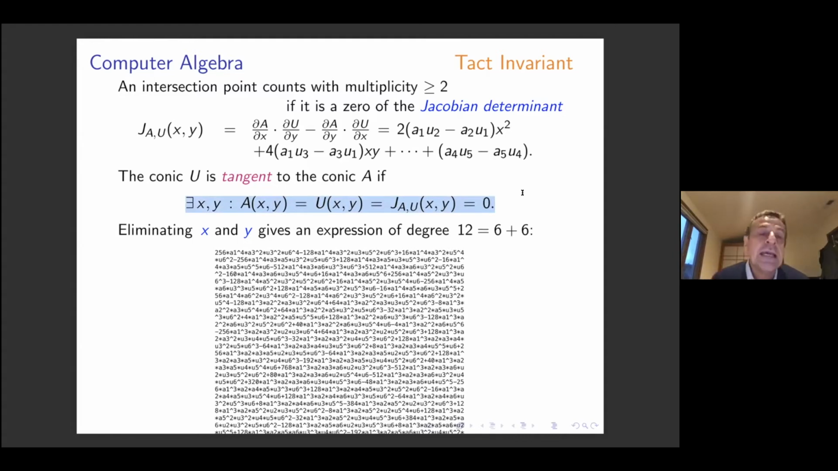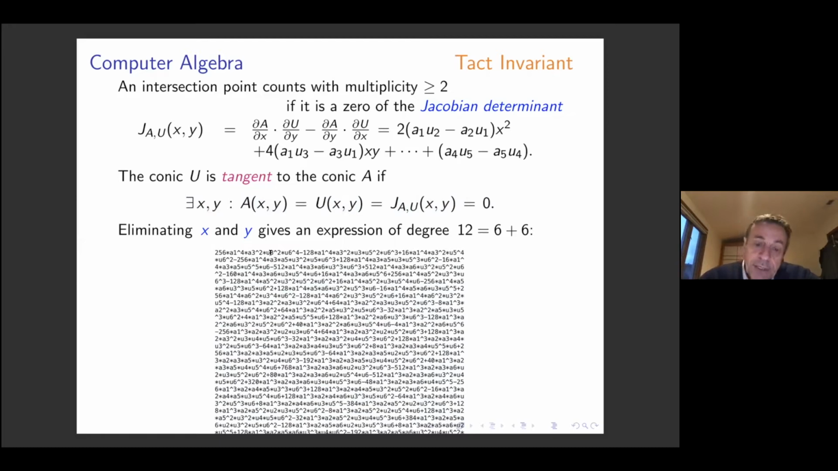So if we want to eliminate these quantifiers and simply ask for the condition in terms of the 6 plus 6, 12 coefficients for the two conics, the blue and the green conic, to be tangent, we get this by eliminating x and y algebraically. And this gives an expression of degree 12. So it has degree 6 in the A's, and degree 6 in the U's. And classically in the 19th century, this is known as the tact invariant of the two conics. So the tact invariant is a big polynomial that vanishes when the blue and the green conic are tangent.